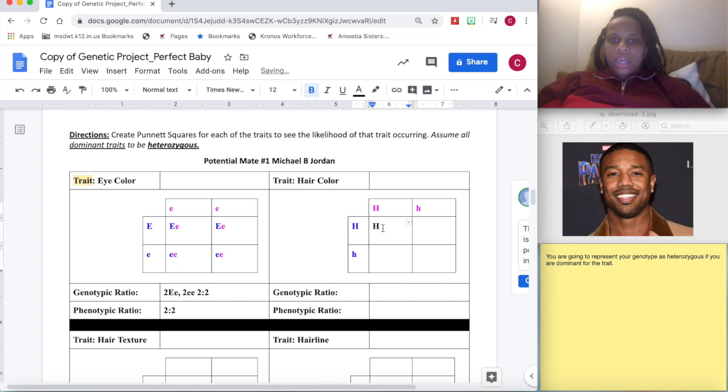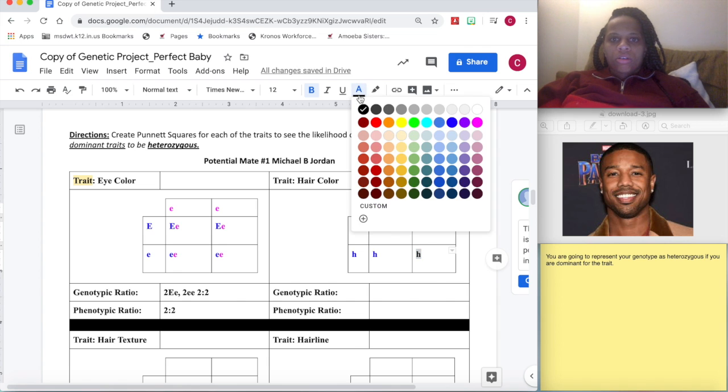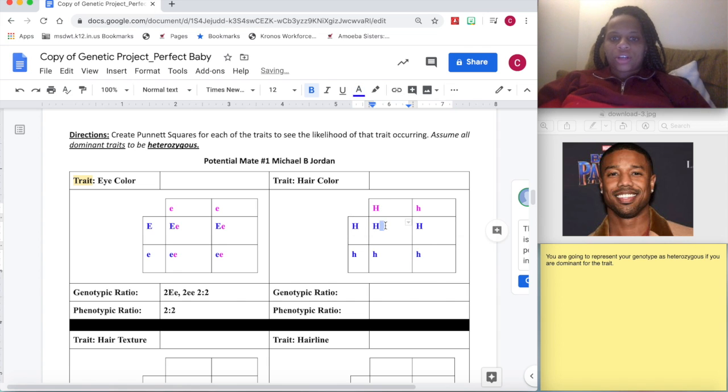So I'm going to do his stuff first, capital H, capital H. And as far as your project, you don't have to go in and actually make the changes to the color. I'm just doing this for you so that you can understand how to complete a Punnett square. Okay? So this is all his stuff. So now I'm going to come in and do my stuff.